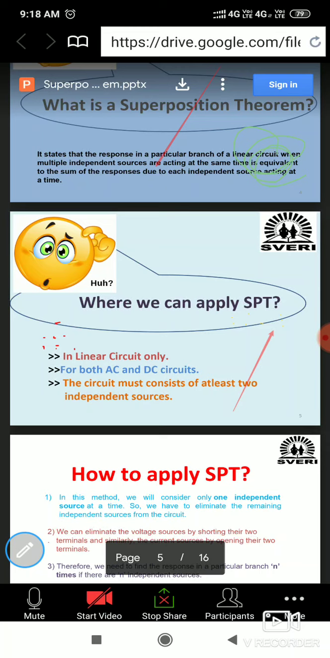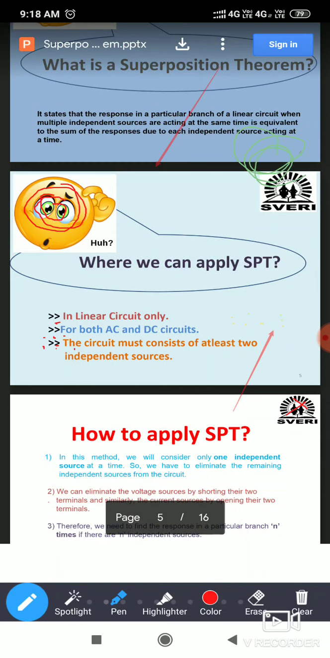But the important condition is that the circuit must consist of at least two independent sources. How many dependent sources are present doesn't matter. But the minimum number of independent sources should be two or more than two. Minimum two should be there. Then and only then can we apply the superposition theorem.